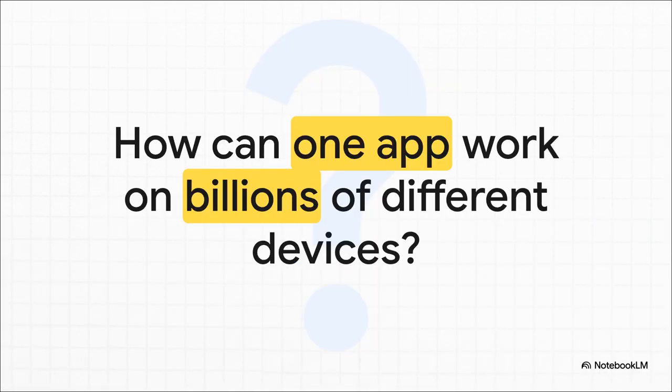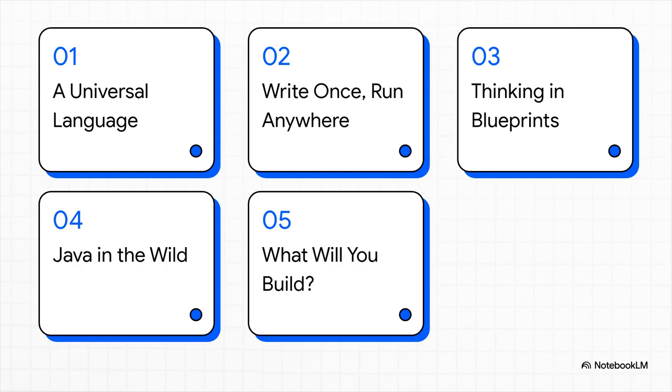And that brings up a really fundamental question. I mean, think about it for a second. You've got Android phones, huge enterprise servers, smart TVs, heck, even the Mars rover. They're all totally different, right? Different hardware, different operating systems. So how in the world can you build one single app that just works on all of them? We're going to break down exactly how Java pulled this off.